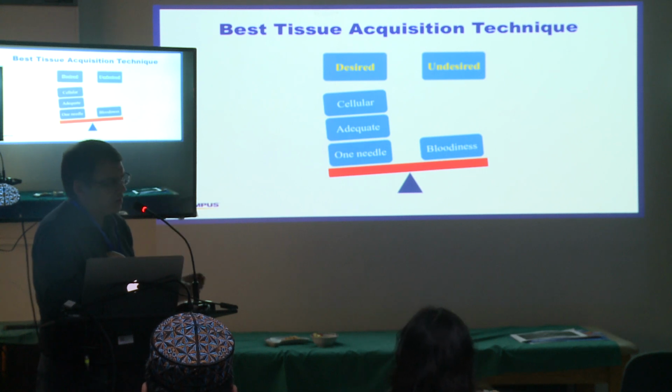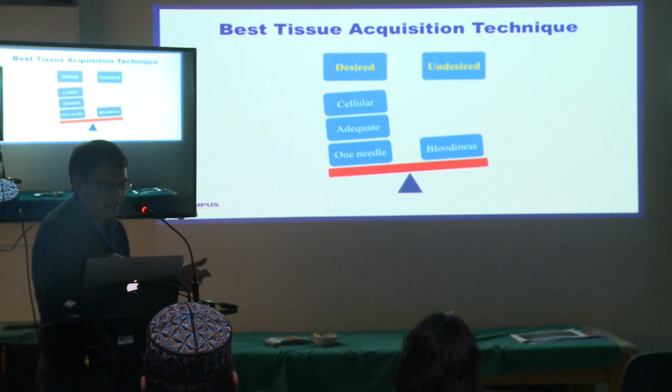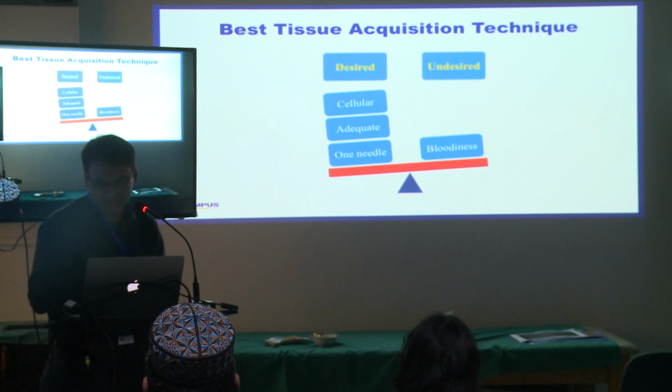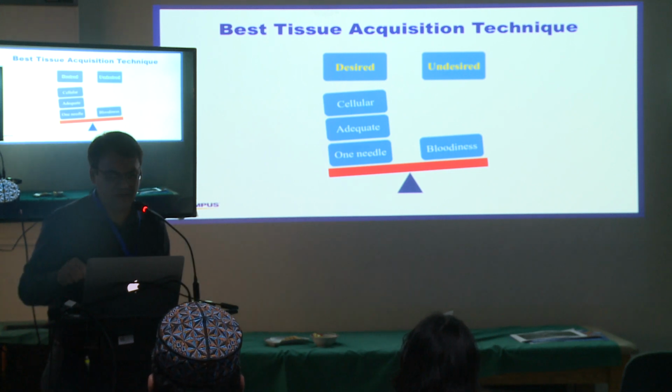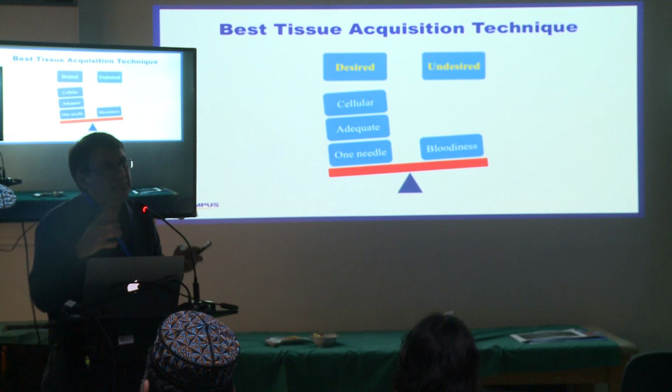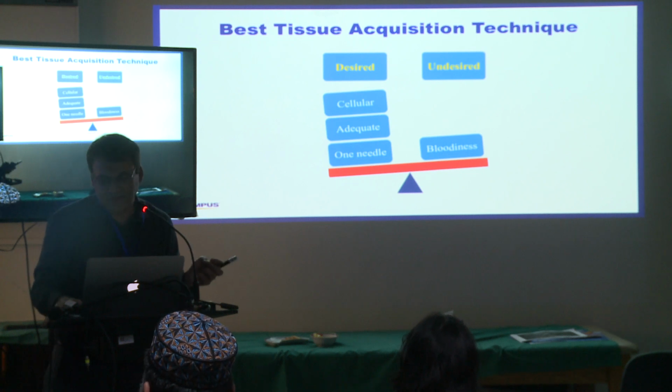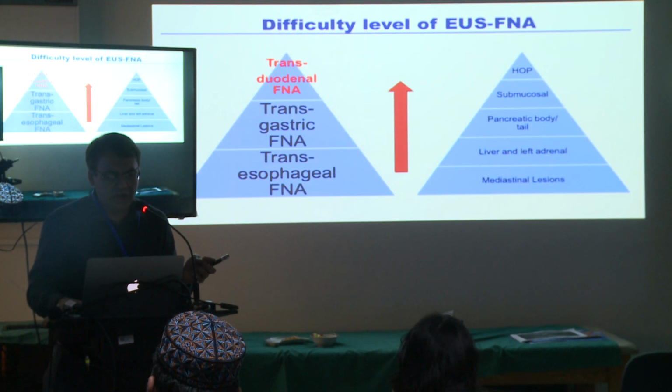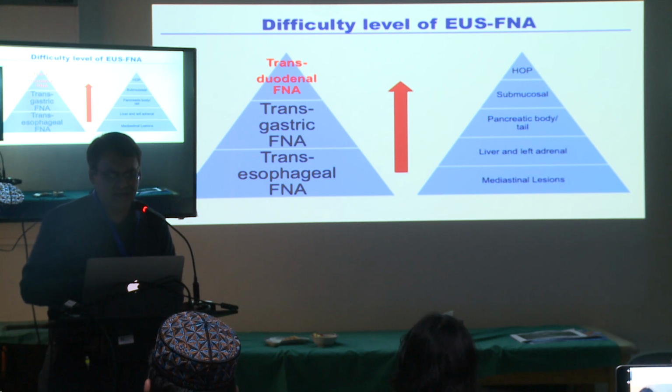So what you're looking for is an adequate specimen which has cellularity, obtained with the use of one needle. And you want to minimize the bloodiness of the specimen. So how can you achieve that? We'll go over that in a little bit.